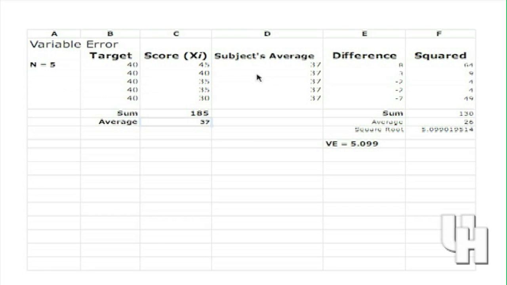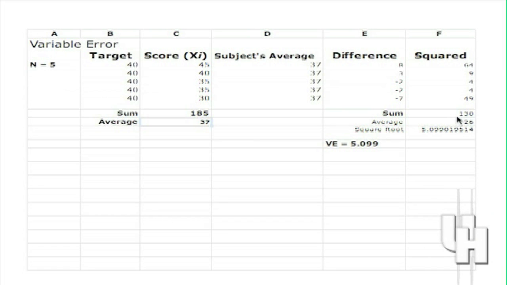So 45 minus 37 equals in column E 8. And the next one, C, which is 40, minus D, 37, leaves us a positive 3, etc. So the next step is then we square all of those difference values, which we can see in column F. So 8 times 8 equals 64, 3 times 3 equals 9, etc. Alright, and we sum those values, which sum to 130.